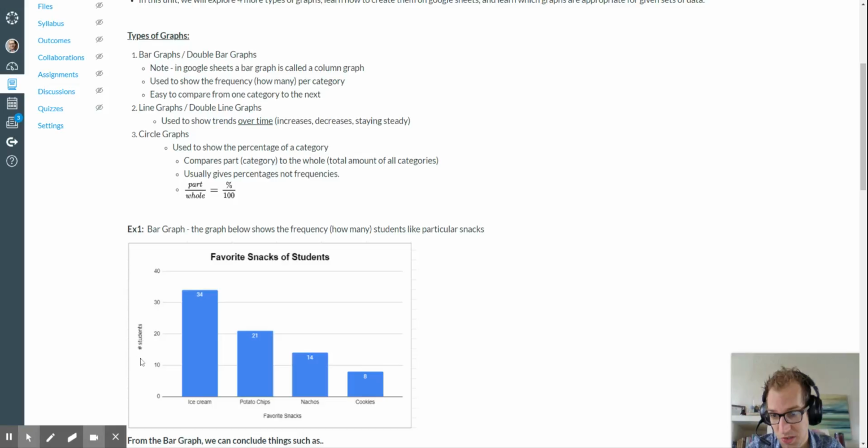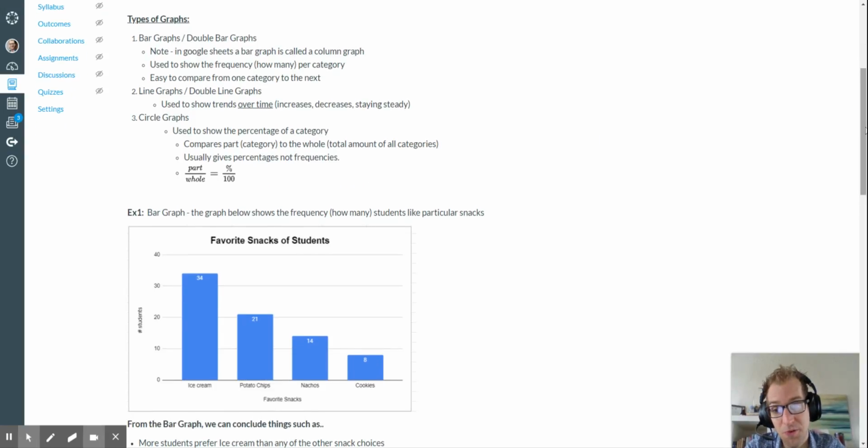Of the students, 34 liked ice cream, 21 liked potato chips, 14 liked nachos, 8 liked cookies, right? So it's a way to visually show, oh wow, most of them liked ice cream, and that's more than double what liked nachos, probably more than triple how many liked cookies. You can see visually some of those relationships between the different bars. So that's our first example.